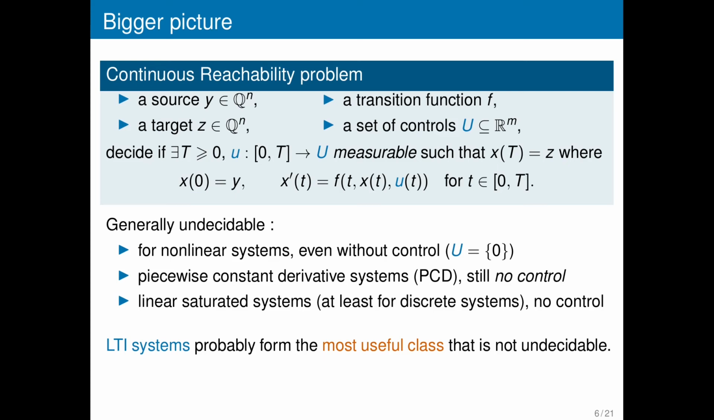Even when the derivative of f is piecewise constant and is still without control, the point-to-point reachability problem is also undecidable. And in the case of discrete systems, a very particular class of linear systems that are called saturated again is undecidable without control. This means that LTI systems probably form the most useful class that is not straight undecidable because of the above results. But as we will see in this talk, it's not actually clear that a point-to-point reachability problem for LTI is so easy to solve.